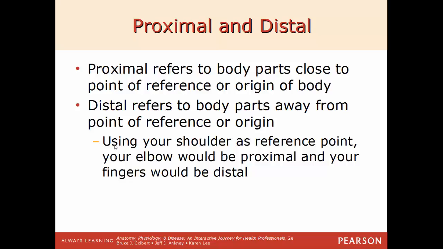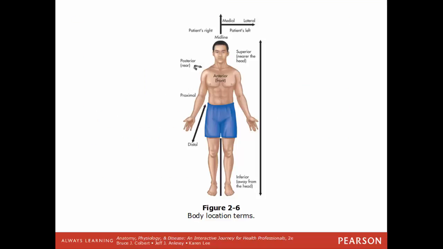So using, say, your shoulder as a reference point, your elbow would be proximal to that, and your fingers would be distal. So comparing your fingers and your elbow, your fingers are further away from your shoulder than your elbow is. So if you're using your shoulder as a starting point, because the elbow is closer, it's in a closer proximity. That'd be proximal. Fingers are further in distance away. That'd be distal.